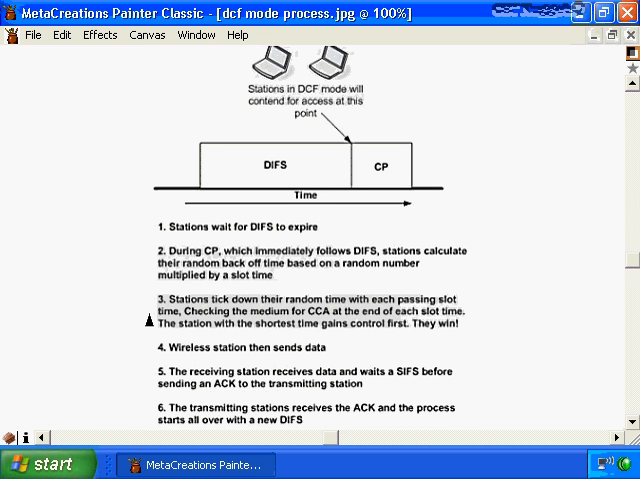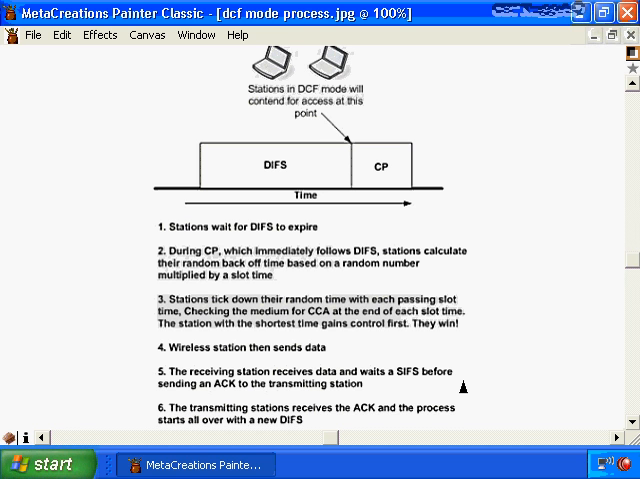And as each slot time goes by, I'm ticking down the remaining amount of random time that I have to wait. But at each interval, as each slot time passes, the station will perform a clear channel assessment to assess whether or not the medium is busy. And at the point when all the random time has expired, the station will perform the clear channel assessment, see if the medium is busy. If it's not busy, they win, and then they can start sending their data, start sending the frames on the medium. So now that the wireless station is able to send frames, it's going to wait for an acknowledgement from the recipient before it starts sending more frames.